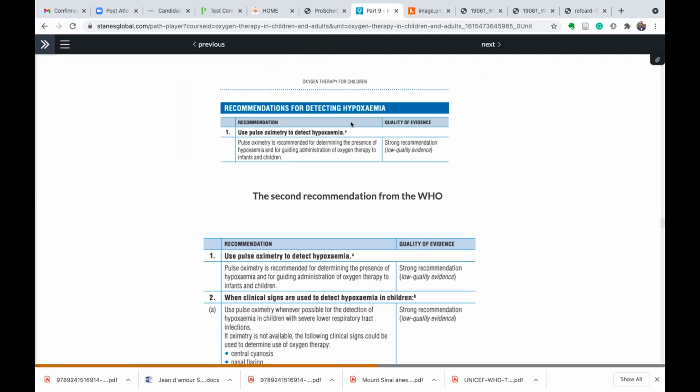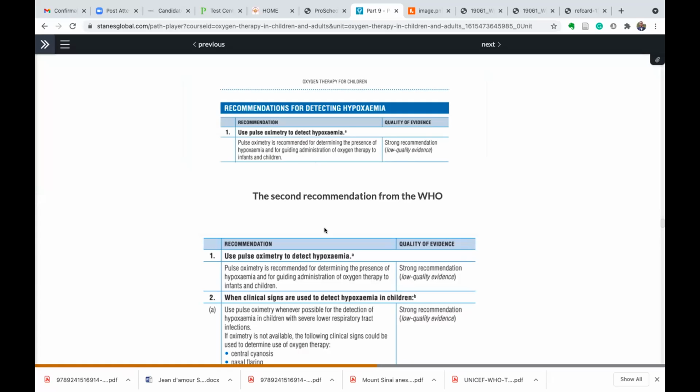And there are some recommendations from the WHO on how to recognize hypoxemia in children. As you can see in this table, pulse oximetry is the gold standard. It's recommended for determining the presence of hypoxemia and for guiding administration of oxygen therapy to infants and children. So it is a strong recommendation, even if there is low quality evidence.